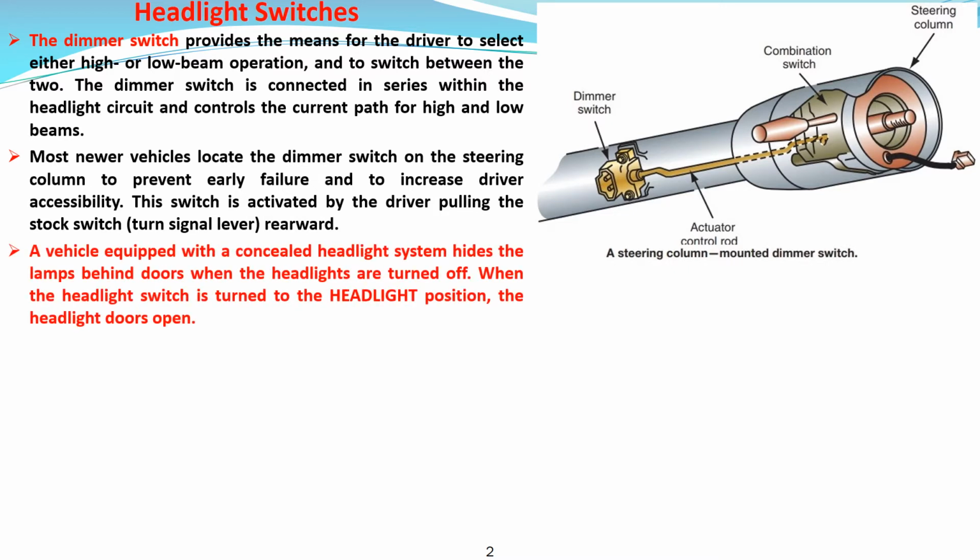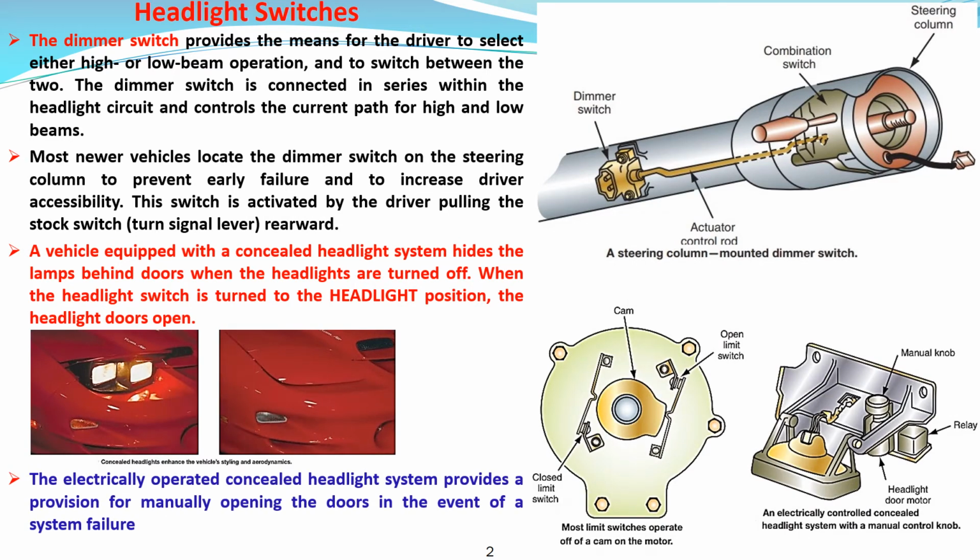A vehicle equipped with a concealed headlight system hides the lamp behind doors when the headlights are turned off. When the headlight switch is turned to the headlight position, the headlight doors open. The electrically operated concealed headlight system provides a provision for manually opening the door in the event of system failure.